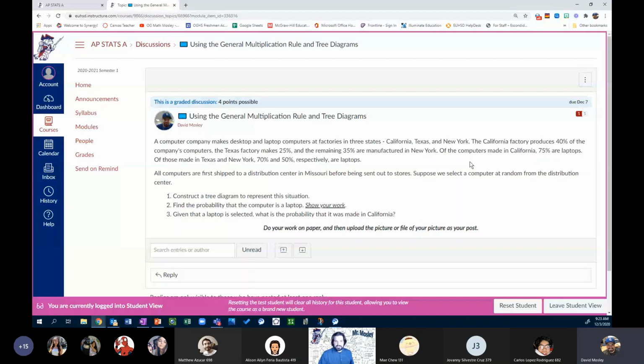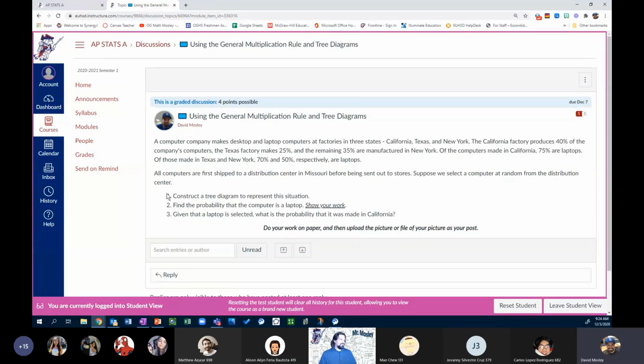Of the computers made, 75% are laptops. Made in California, 75% are laptops. Of those made in Texas and New York, 70 and 50% respectively are laptops. So the 70% goes with Texas, 50% goes with New York. You have to use a little bit of deduction here to realize that 75% are laptops, 25% are desktops. So you'll be able to fill in all your branches.